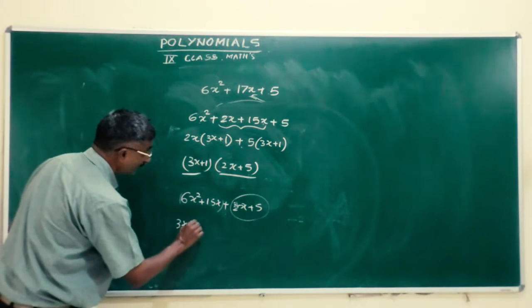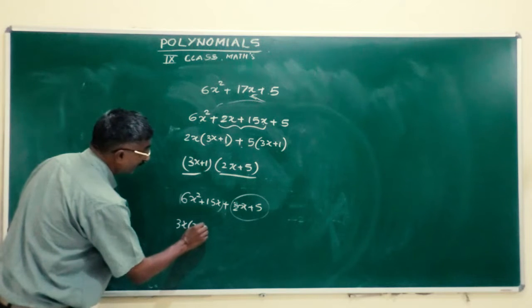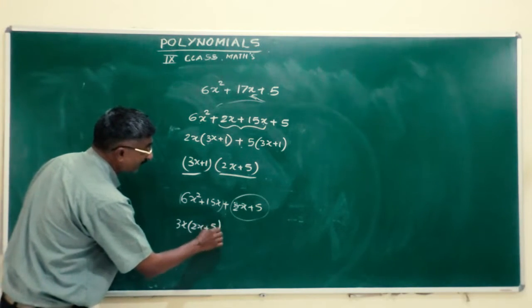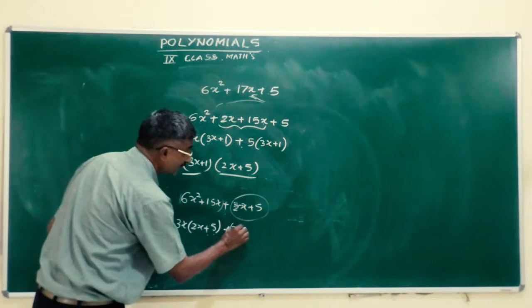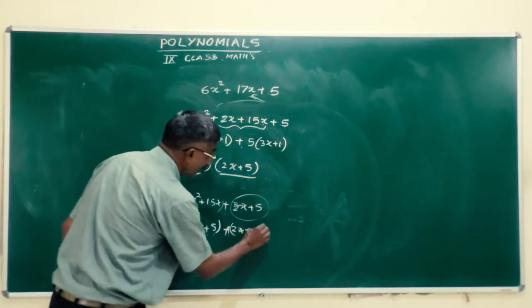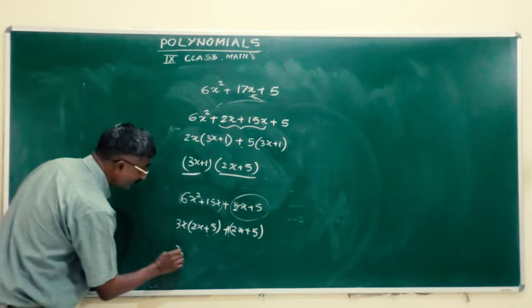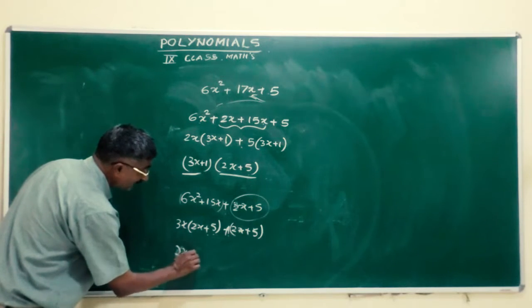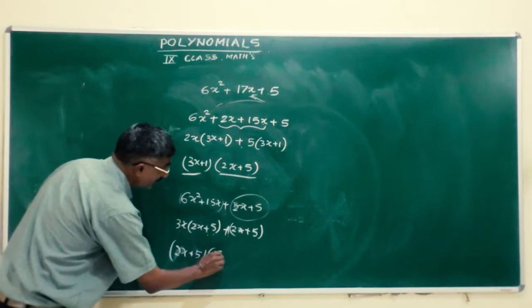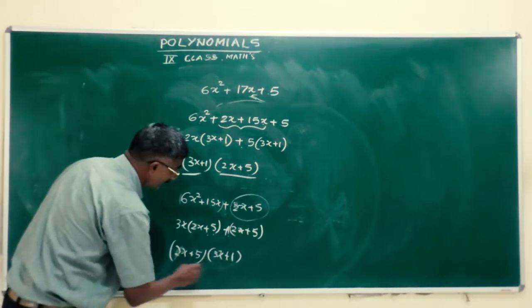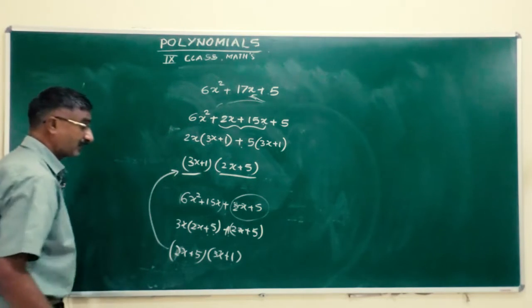3x is common, so 2x plus 5 plus 1 is common, 2x plus 5. So 2x plus 5 is common and that is 3x plus 1, which is the same thing.